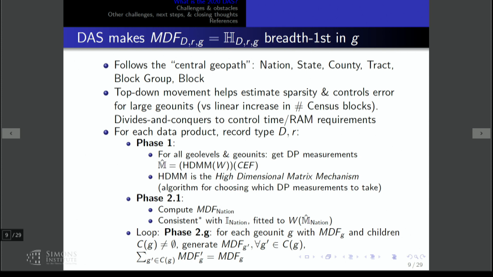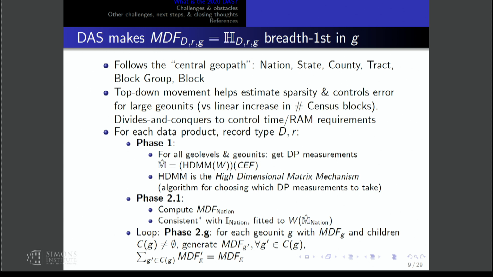Okay, continuing a little bit more on how the DAS organizes its labor. As I said before, it walks down the central geopath. Within that central geopath, the reason we're moving top down is that this does a much better job than, for example, starting at the bottom and independently handling each block and then aggregating them together. It avoids the linear blow-up in variance that would contribute, and instead borrows strength to improve the accuracy as we move down the tree, by using patterns that are easier to detect higher up in the geographic hierarchy. And so that's why we're moving top down.